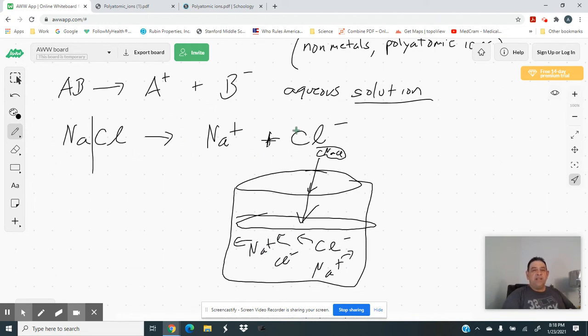Okay, so that's what this represents. The sodium chloride breaking, that's only two elements. So one of them is going to be the cation, the other one's going to be the anion. This one's pretty easy. But that's the basic idea.